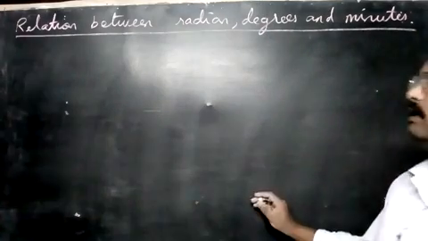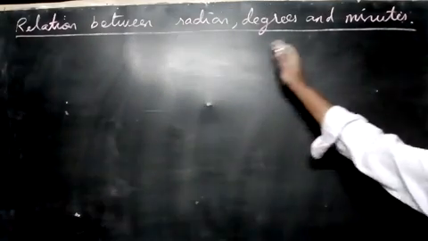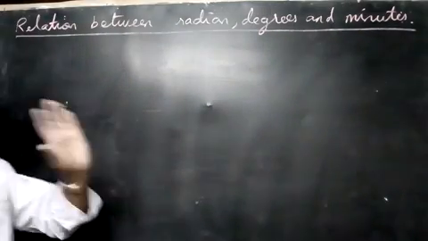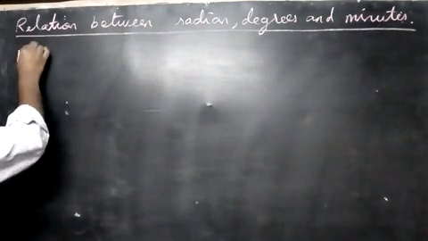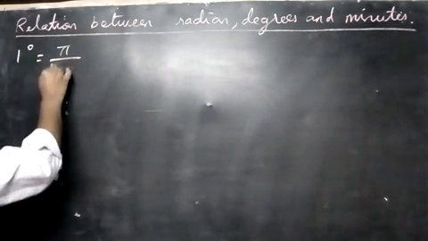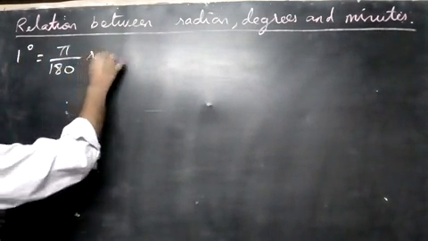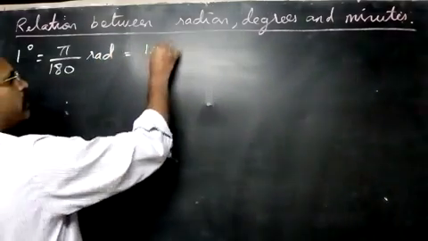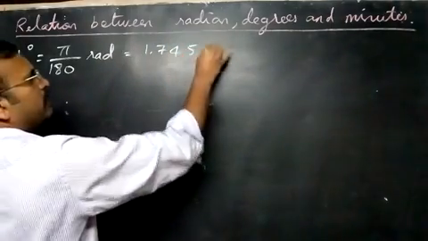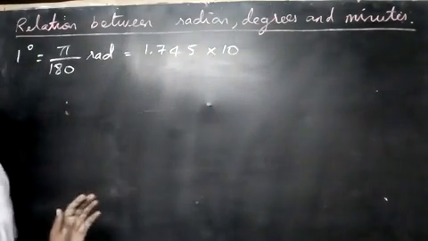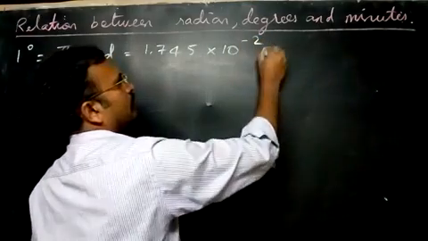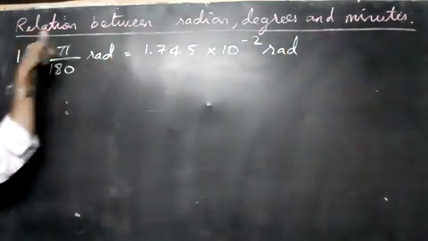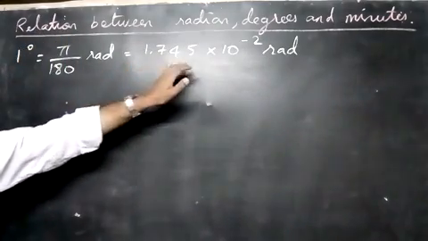Now we shall learn the relation between radian, degrees and minutes. Let us see this now. First we'll take 1 degree. 1 degree is equal to pi by 180 radians. If you see that, we get the value to be 1.745 into 10 power minus 2 radians. This is the value of 1 degree. When we change 1 degree into radian, we'll get this value.